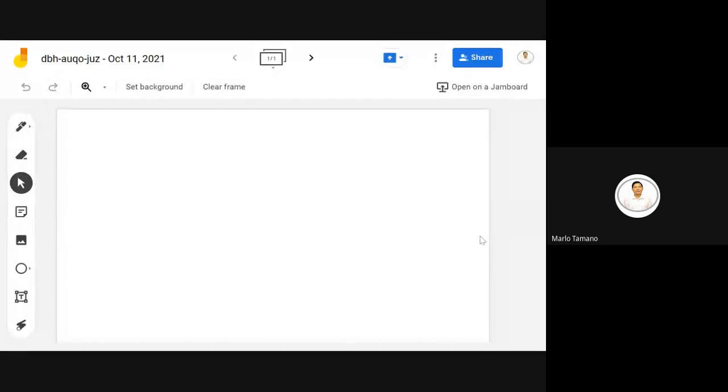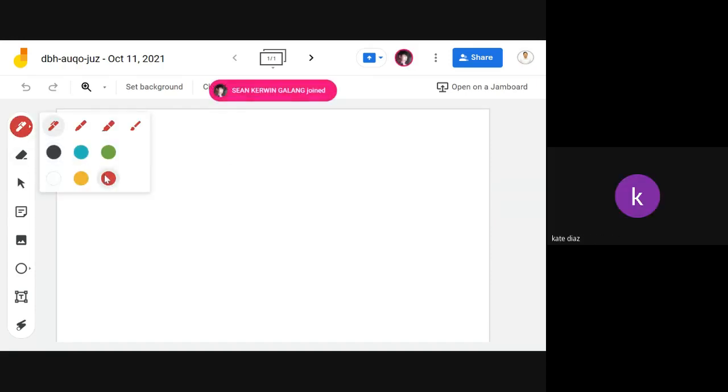Nakikita tong whiteboard. Hello? Opo. Nakikita nyo tong whiteboard ko? Opo, sir. Wala, sir. Nakikita nyo?